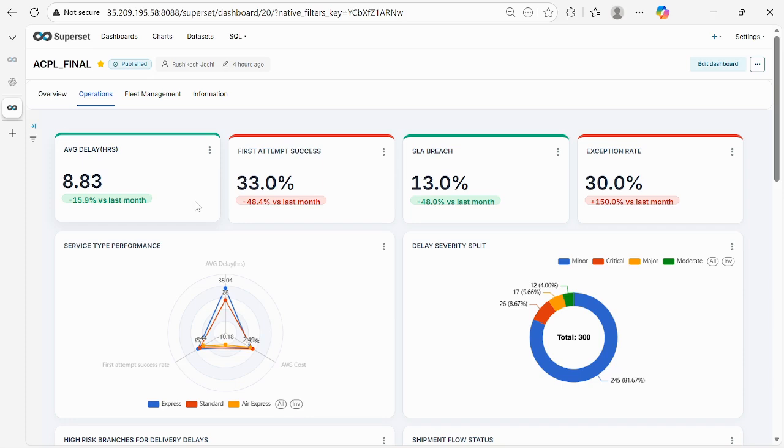Next is first attempt success rate. This tells us how many deliveries are completed successfully on the first attempt. A higher percentage means smoother operation and fewer redelivery efforts.